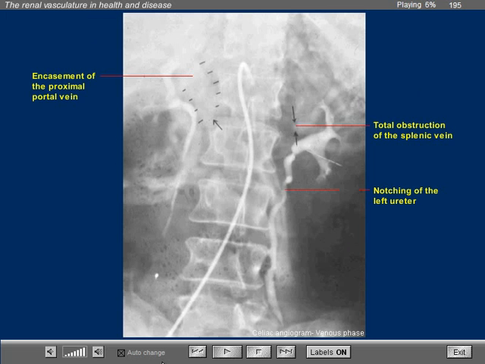The venous phase of a celiac angiogram reveals total obstruction of the splenic vein, as indicated by the two arrows, just above the projection of the left renal pelvis. Note the persistent notching of the proximal left ureter. Note also encasement of the proximal portion of the portal vein. This patient had a non-resectable cancer of the pancreas.